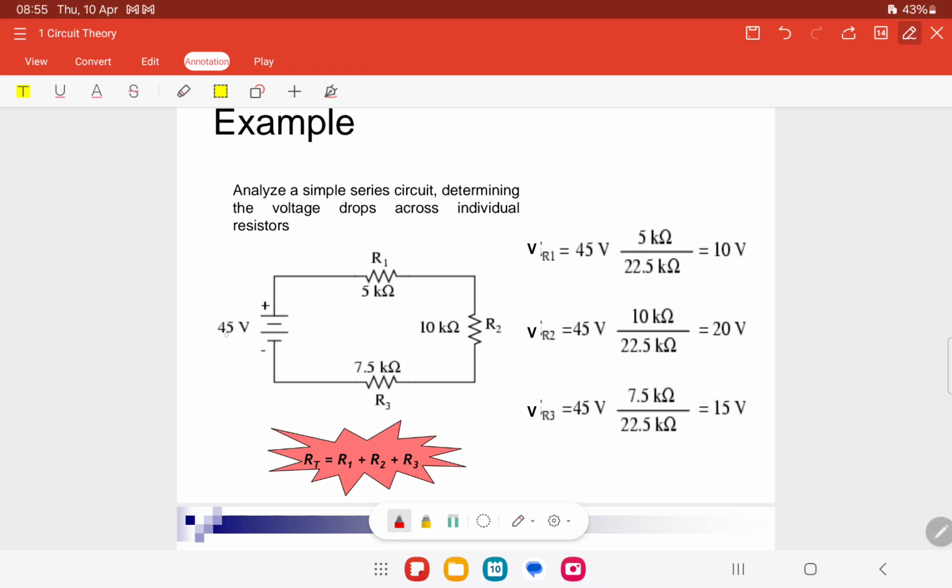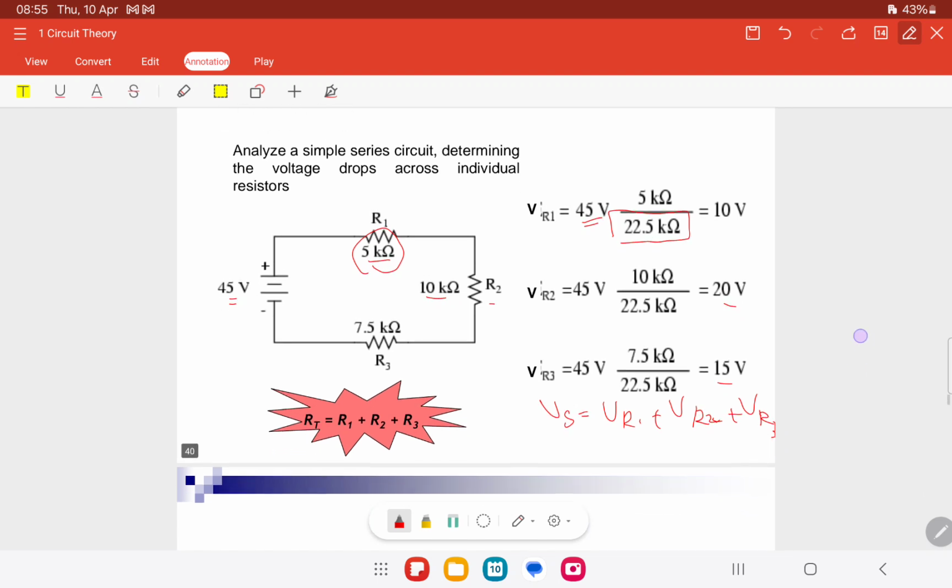So we have 45 as the supply. These are all the resistors. What is the 22.5? R total. So for VR1 we take the resistor over the R total multiplied with the supply. The second one is the same, VR2. Then we need to check V supply equals VR1 plus VR2 plus VR3. Are they all the same?